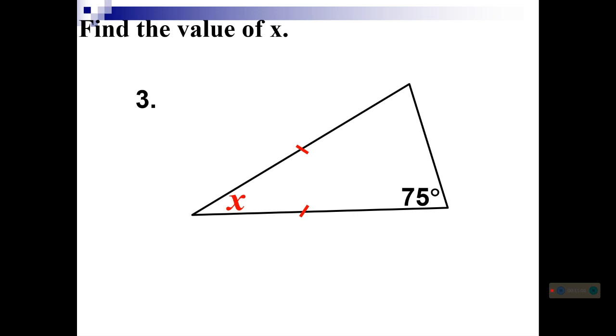Okay, how about this one? We have here again the base angle. Therefore, you will have here 75 degrees also. So 75 plus 75 is equal to 150.